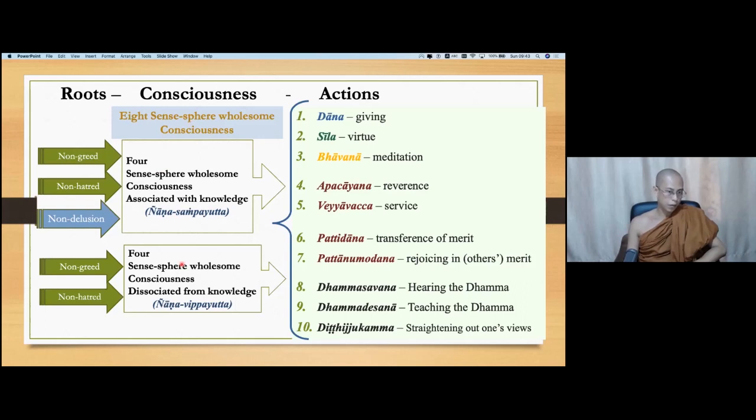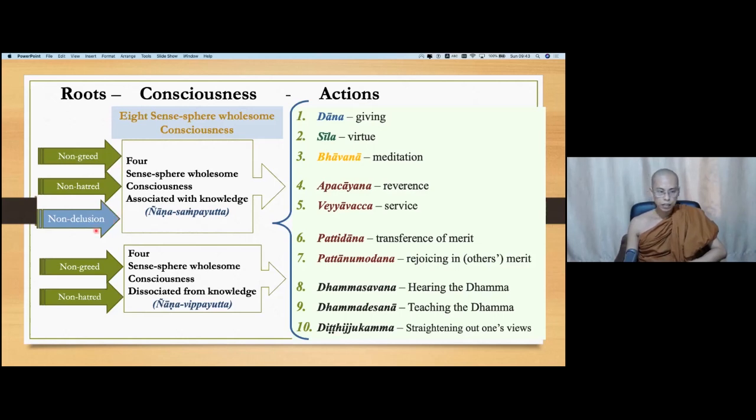the 8 types of consciousness arise. And at that time, that person performs the 10 bases of meritorious deed: dana, sila, bhavana, and so on. So in this way, from the roots, consciousness arises. Through the consciousness, the action is performed, the action is done. So we can understand the roots.